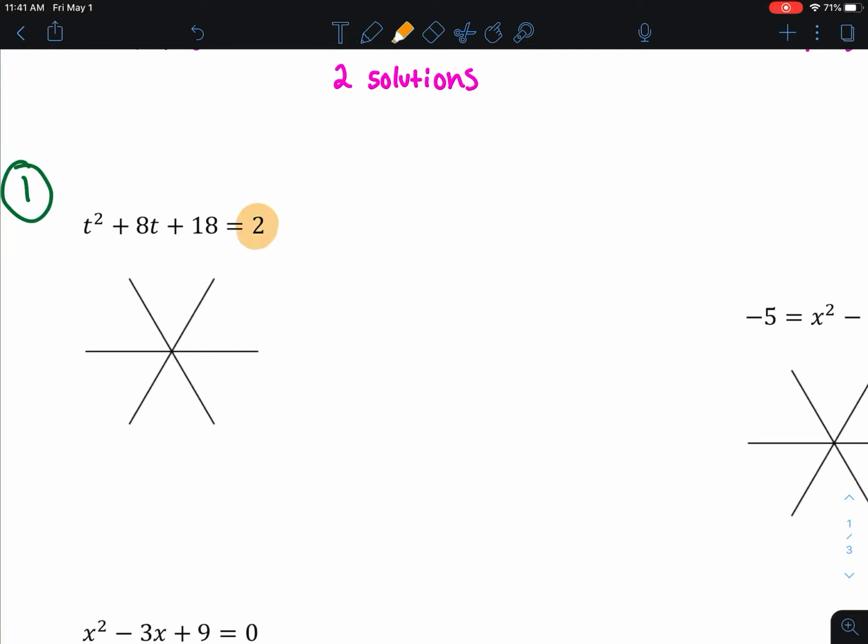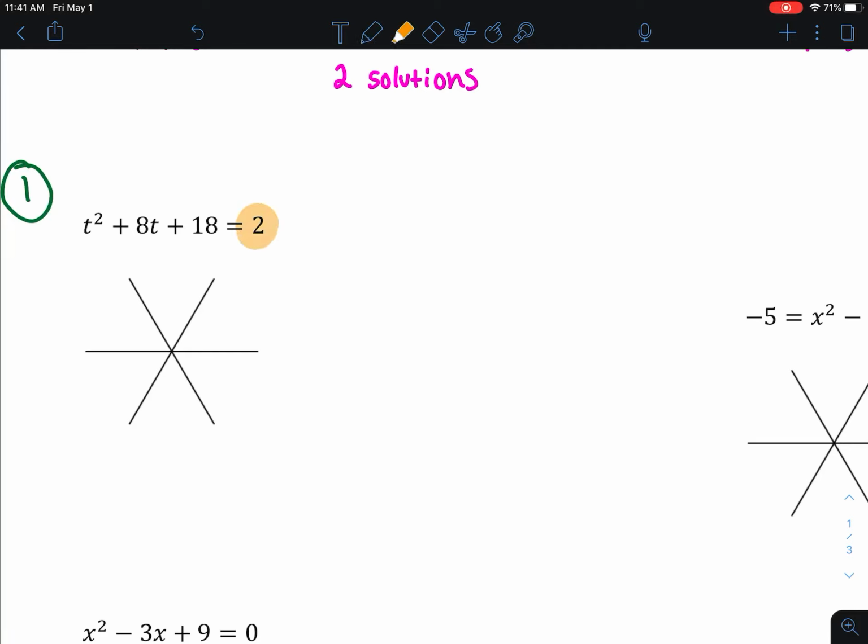So my new equation is t squared plus 8t plus 16 equals 2 minus 2, which is 0. Alright, now I am good. I can move on. Okay, so here's an example of where it doesn't start out with 0. And just make sure you don't get tricked with that on the quiz.